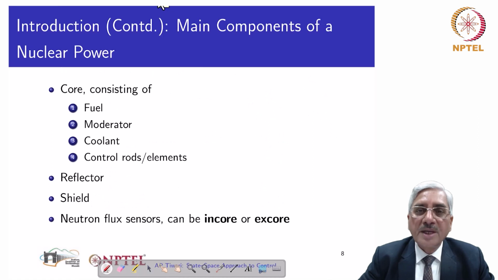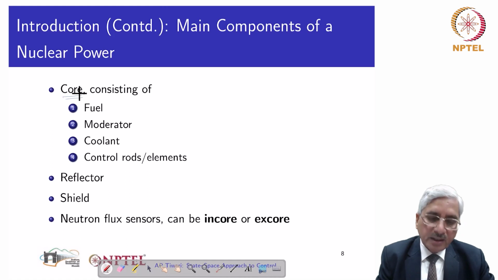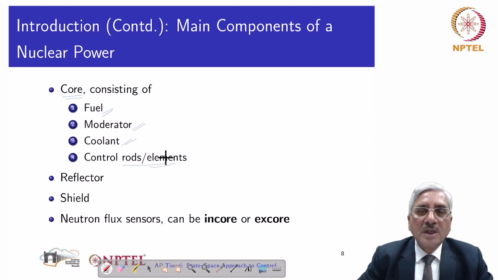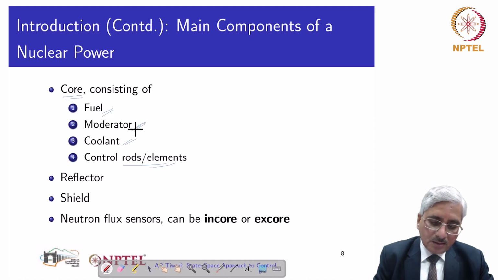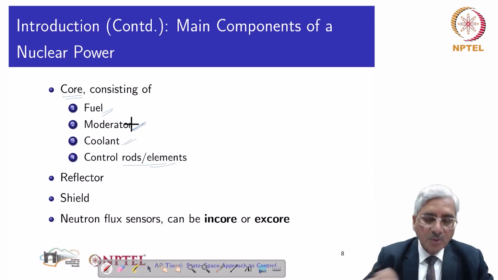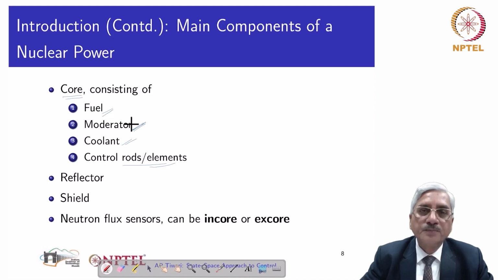The important main components of a nuclear reactor are the core, and the core in turn consists of the fuel, the moderator, the coolant, and the control rods or control elements. Fuel, as we know, is where fission interaction happens and energy is produced. The moderator's function is to bring the fast neutrons produced in fission to thermal energy. They slow down the neutrons and so they are called moderators.